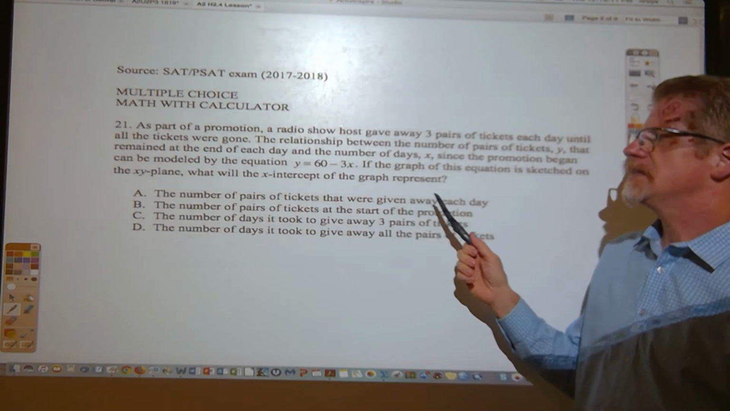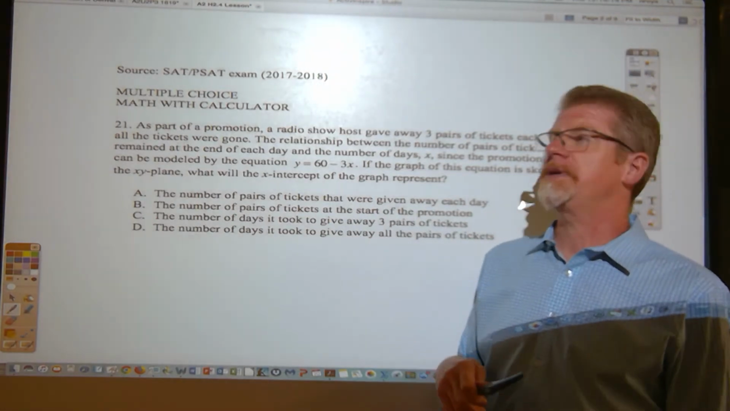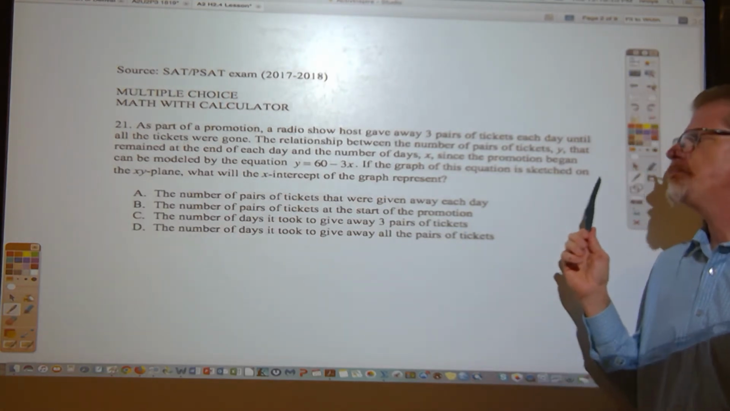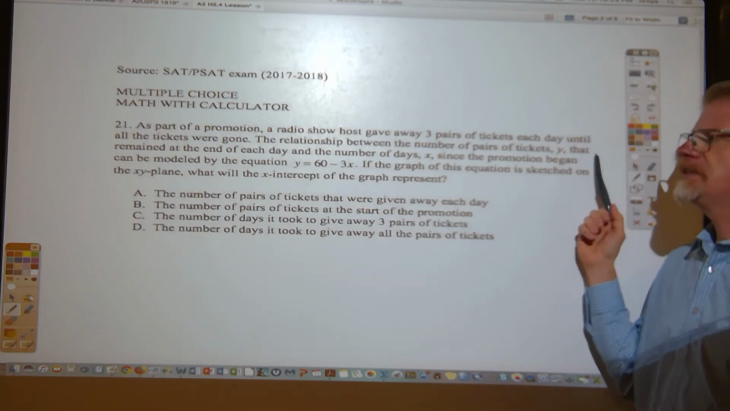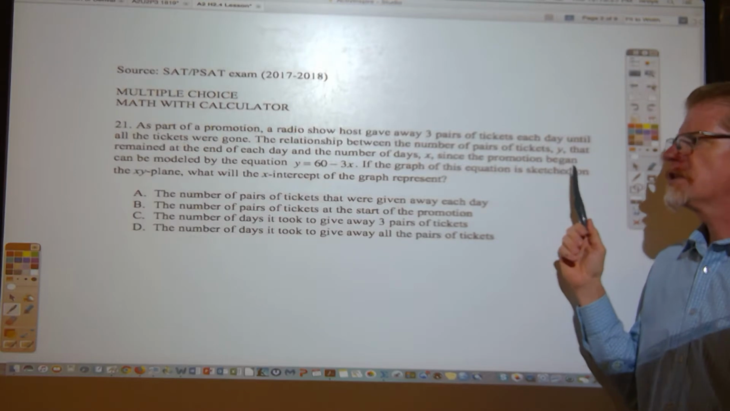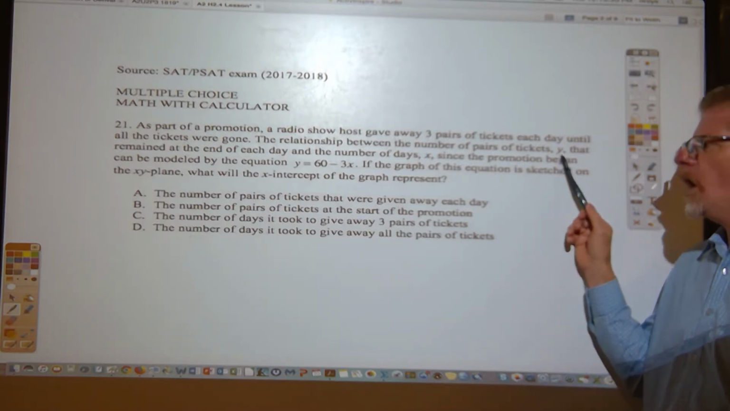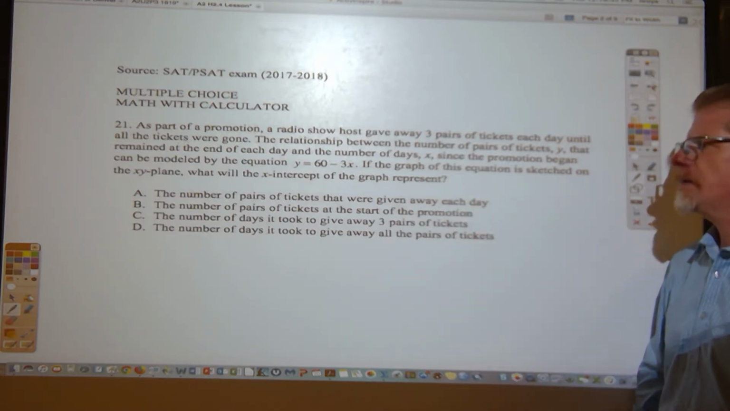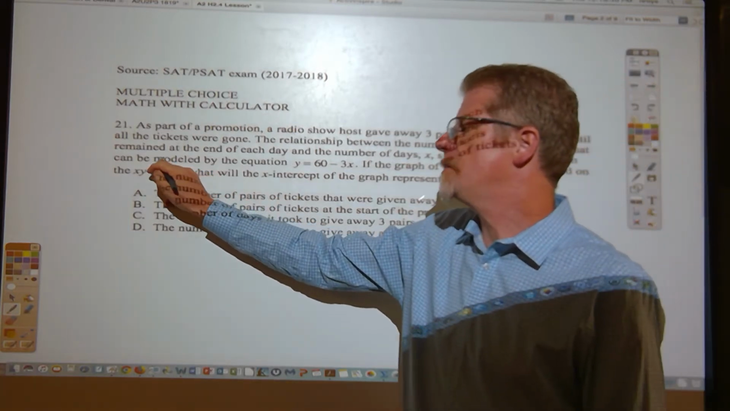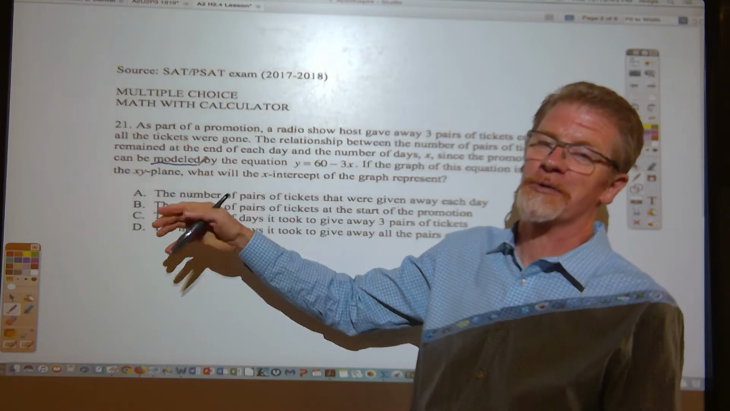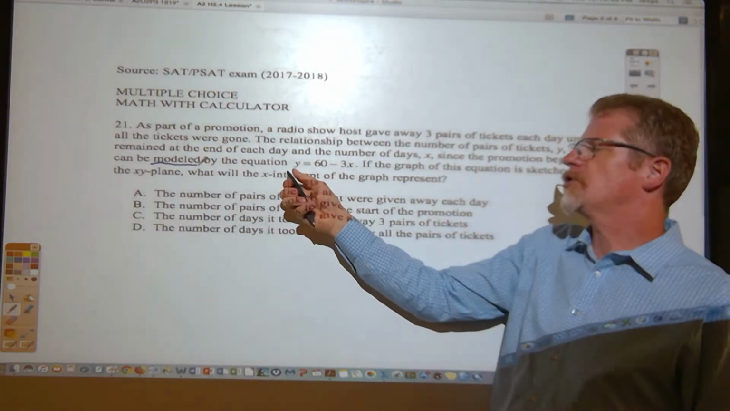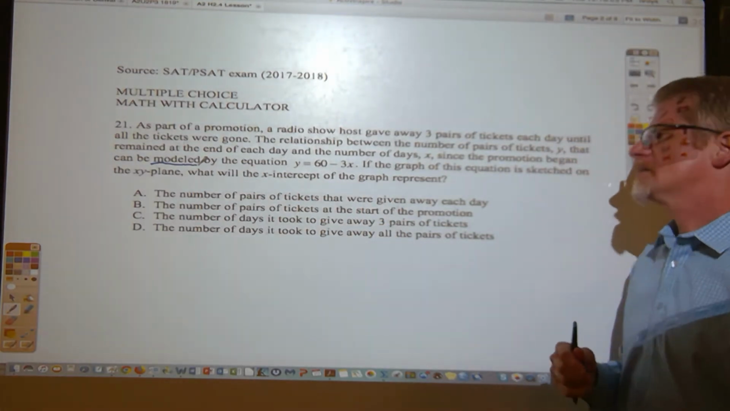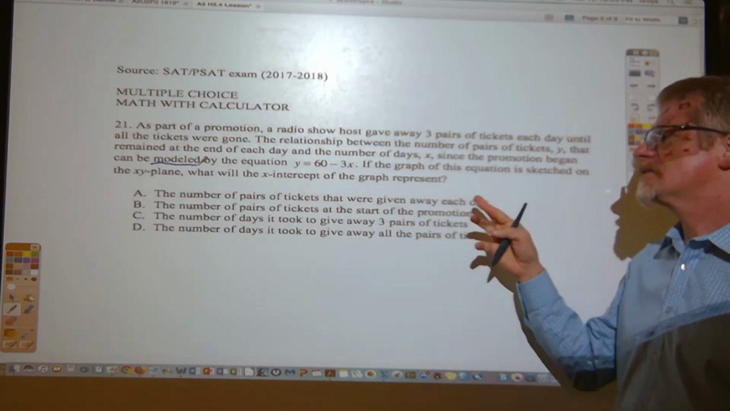In case you can't read that, this was problem 21 from last year's PSAT. It said, as part of a promotion, a radio show host gave away 3 pairs of tickets each day until all the tickets were gone. The relationship between the number of pairs of tickets, y, that remained at the end of each day and the number of days, x, since the promotion began, can be modeled by the equation. And by the way, model is the key word for homework 2.4. We're learning how to understand mathematical models. By the equation y equals 60 minus 3x. If the graph of this equation is sketched on the xy plane, what will the x-intercept of the graph represent?